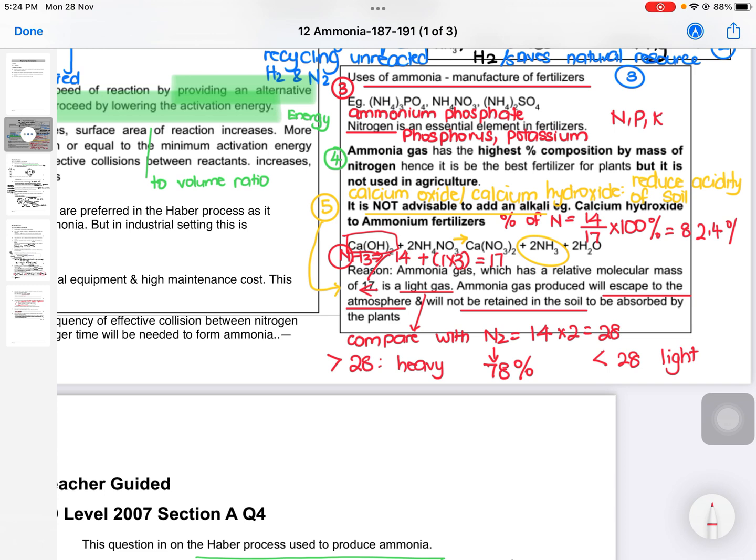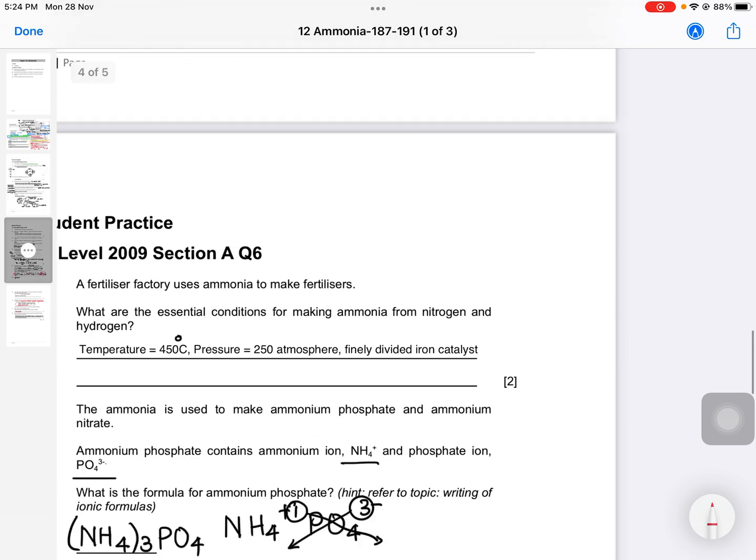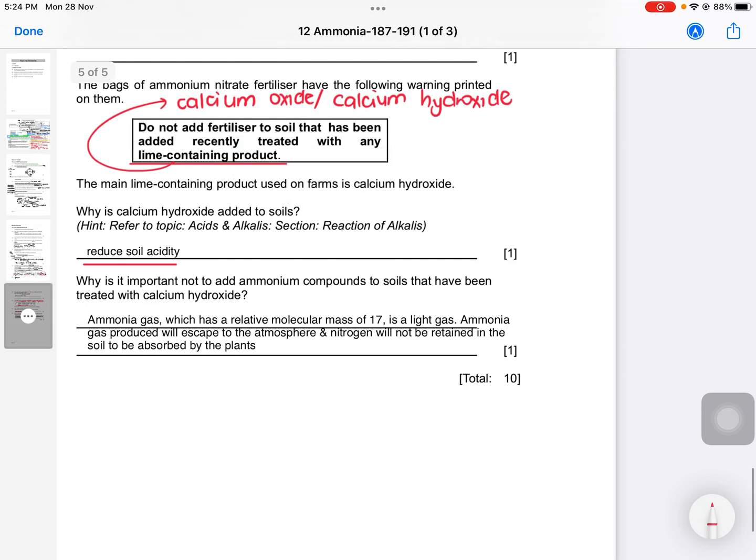The nitrogen will not be retained in the soil to be absorbed by the plants. We need the nitrogen element for the plants. So over here, it will escape to the atmosphere and nitrogen will not be retained in the soil to be absorbed by the plants. So these are the two questions which are in your notebook.